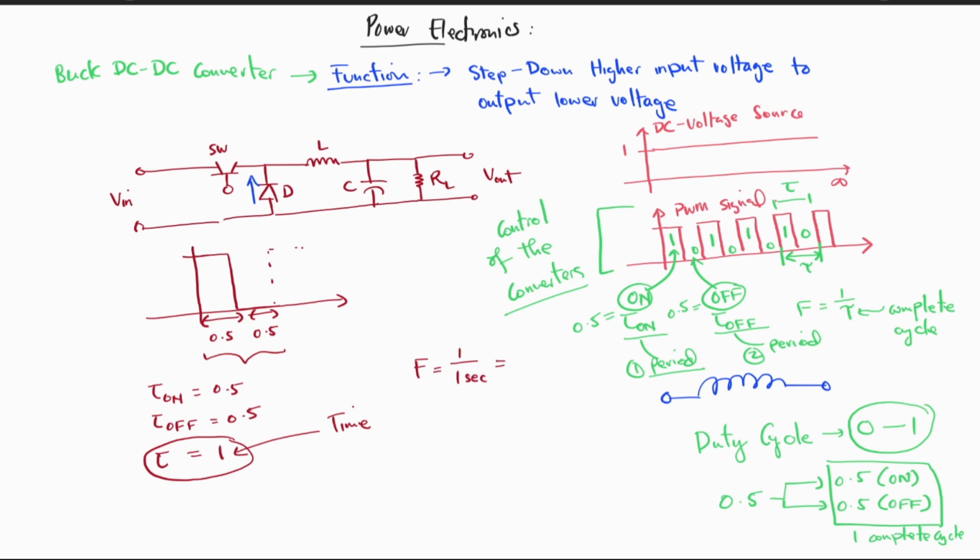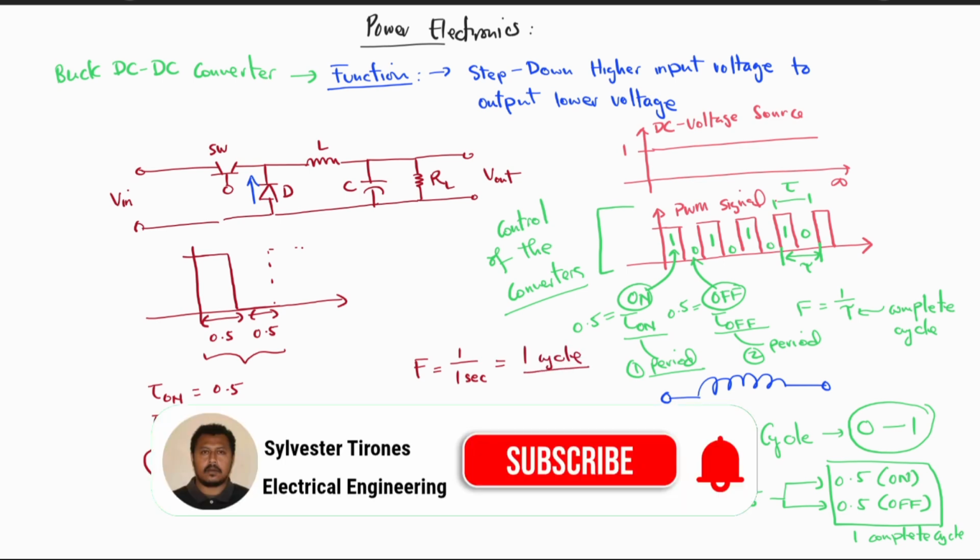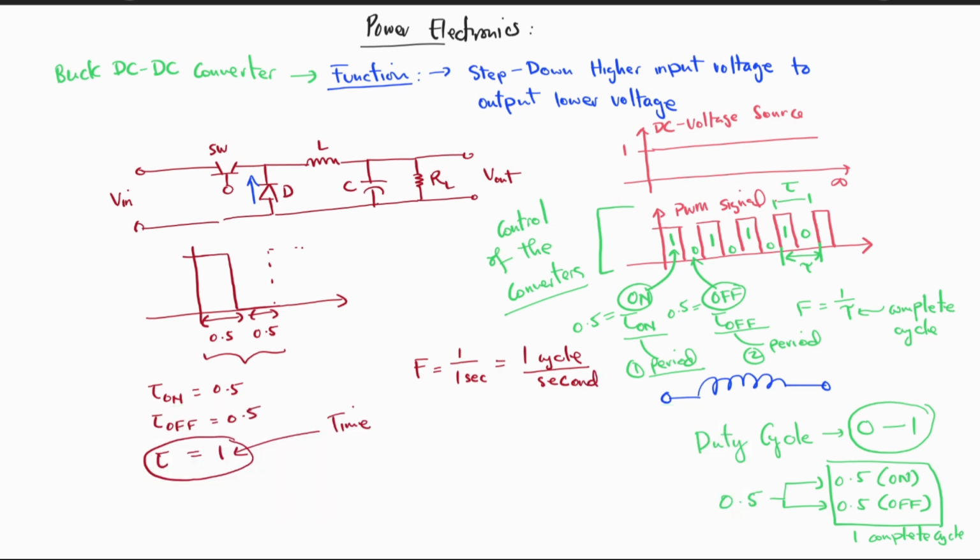We now have the frequency, which is 1 cycle per second. That means for the T on we have a half cycle, and for the T off we have another half cycle. So both of these, T on and T off, form the 1 cycle, and the time is 0.5 seconds, which is set between each of these T on and T off cycles.